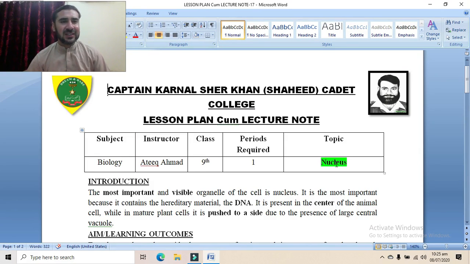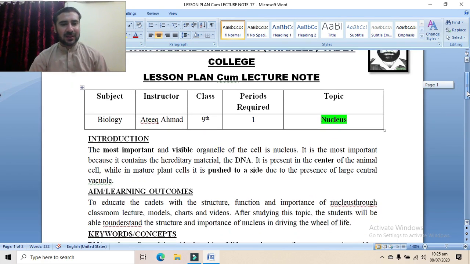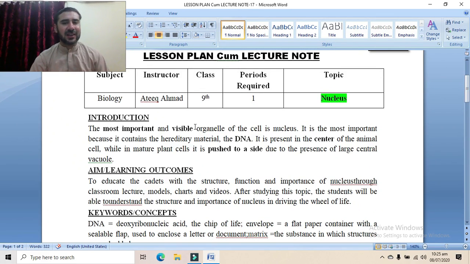Today we are going to study the most important organelle of the cell, and that is the nucleus. Nucleus is the most important and most visible organelle of the cell. Why is it most important? It is most important because the nucleus contains the genetic material, the DNA, and the DNA basically contains the genes, and genes basically control all the activities of life. So that is why the nucleus is known as the most important organelle.